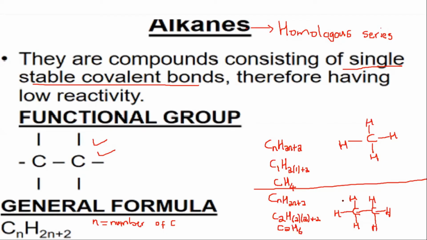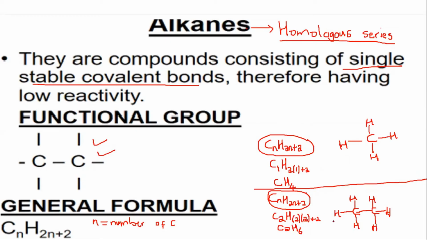Now, what are we learning from this? We are learning that these 2 molecules belong to the same homologous series. And why are we saying they belong to the same homologous series? Because they are defined by the same general formula. If I use this general formula, I get CH4. If I use that general formula, I get C2H6. So these molecules are defined by the same general formula, which is CnH2n plus 2. And because they are defined by the same general formula, we say they belong to the same homologous series.